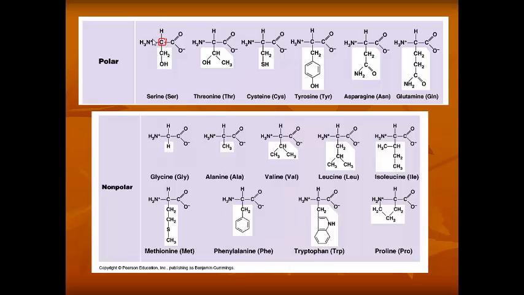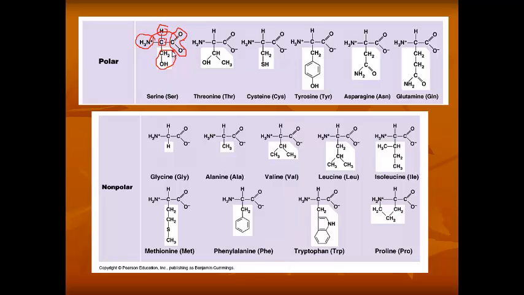Bonded to that central carbon is an amino group, NH3, that you see right here. Bonded to the central carbon is a carboxyl group that you see right here. And you have a hydrogen. These three groups are going to be the same in every single amino acid. The group that changes from amino acid to amino acid is this group on the bottom called the R group. I like to think of it as the random group.